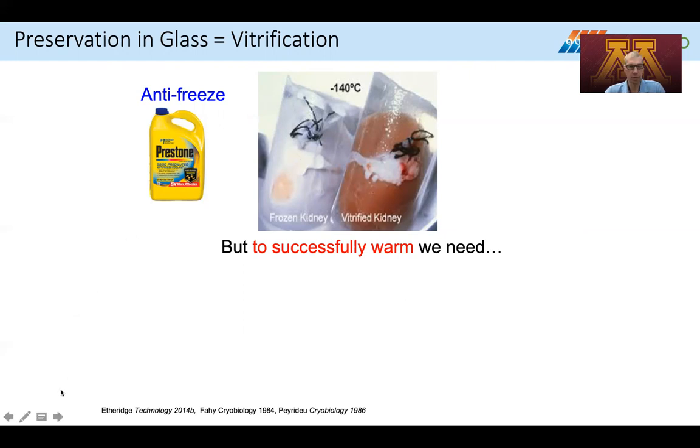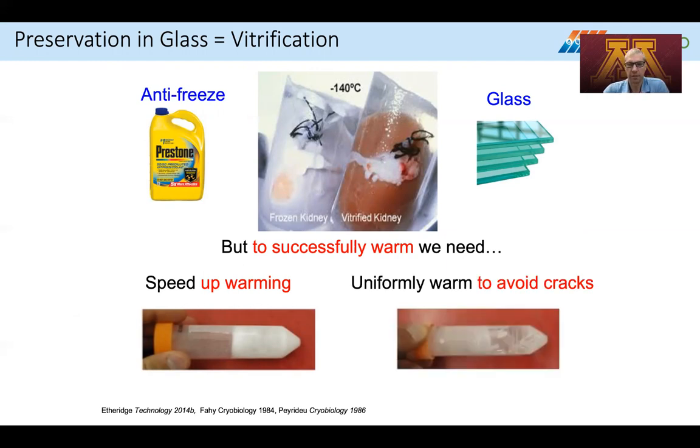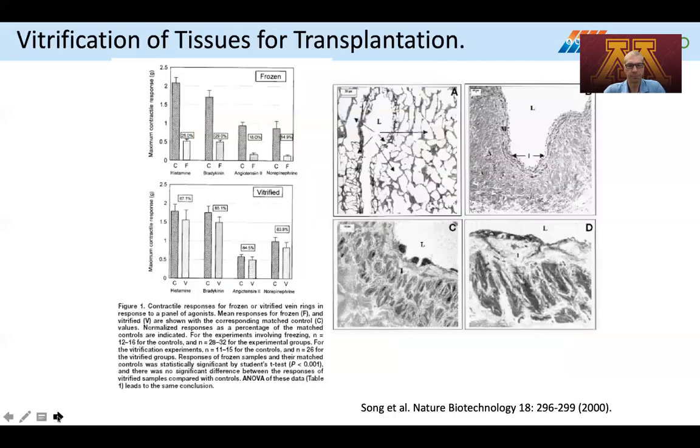You're trying to reach this glass instead of a crystalline form, and you can fail by either crystallizing, usually on warming is where the failures occur, or you can even crack if you have differential warming from the edge to the inside of the organ. So how to rewarm and how to cool a whole organ is a topic for another day. But the concept that you can vitrify is really what we want to talk about here. How do you do that?